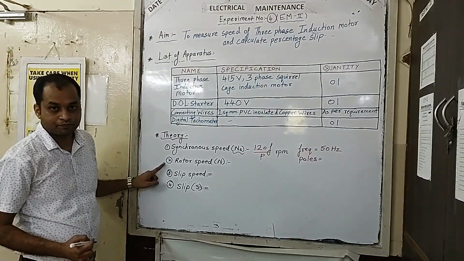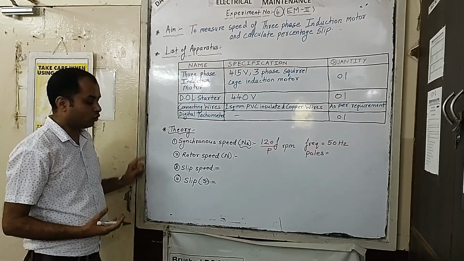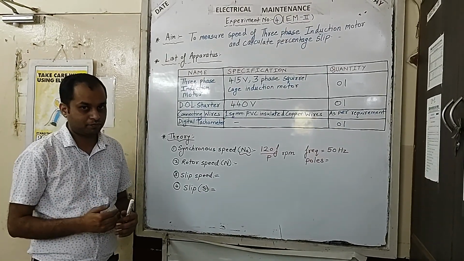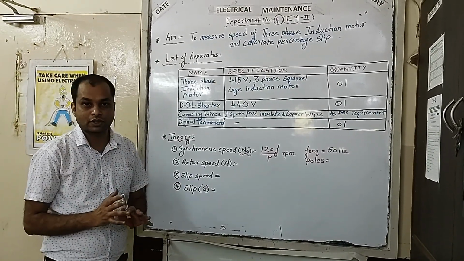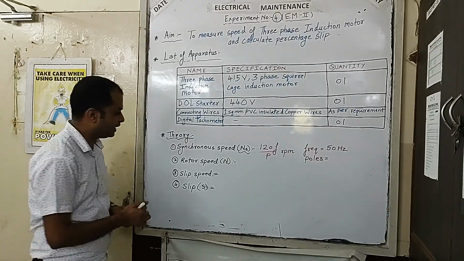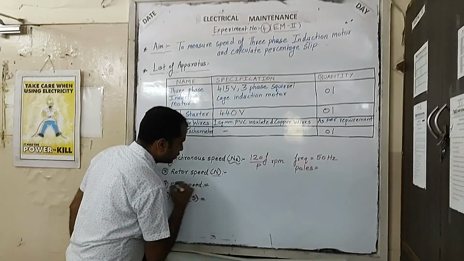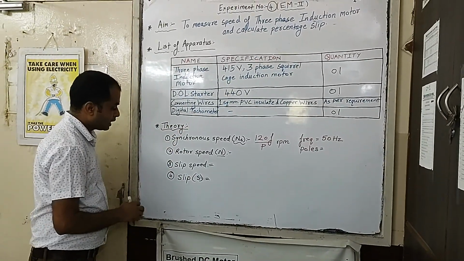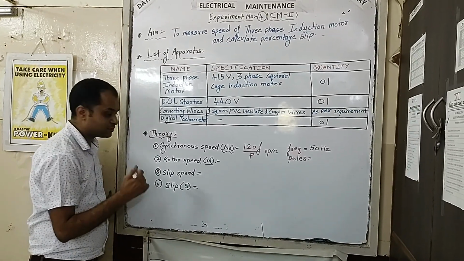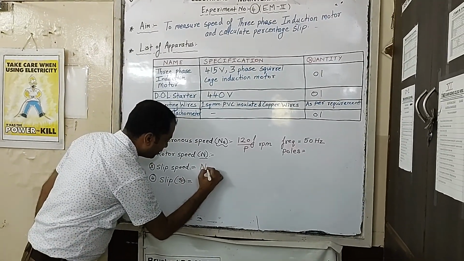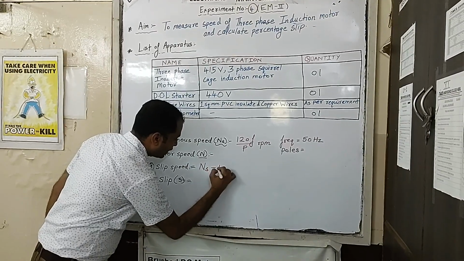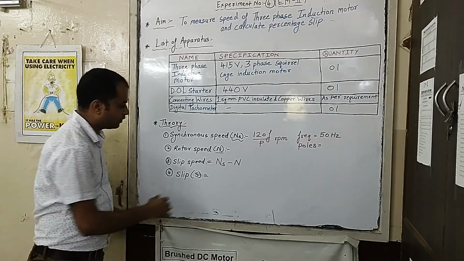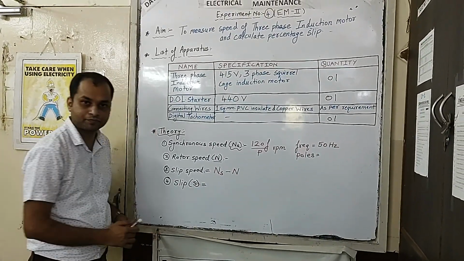Second is the rotor speed. We have studied in the theory that the rotor of a three-phase induction motor rotates at a speed slightly less than the RMF, and that actual speed of the rotor is said to be rotor speed, indicated by letter N. For the measurement of rotor speed we will use the tachometer. Next, slip speed. Slip speed is defined as the difference between synchronous speed and actual speed, that is the rotor speed of the motor. So we will calculate it as Ns minus N.